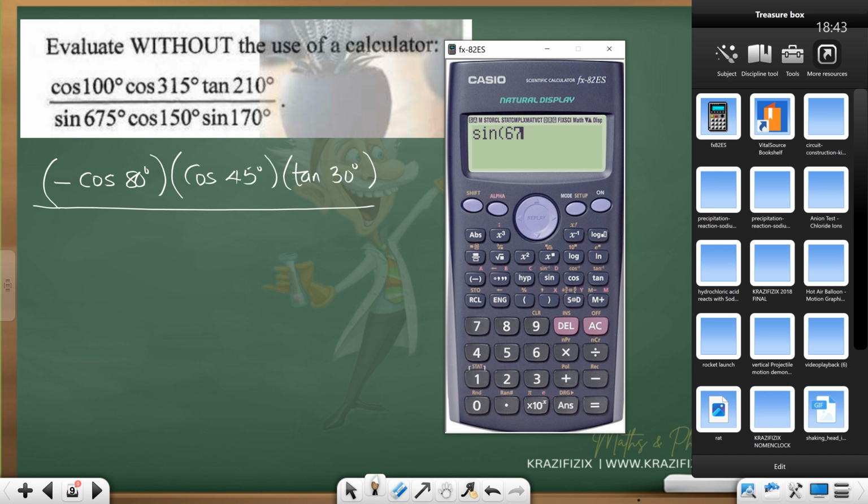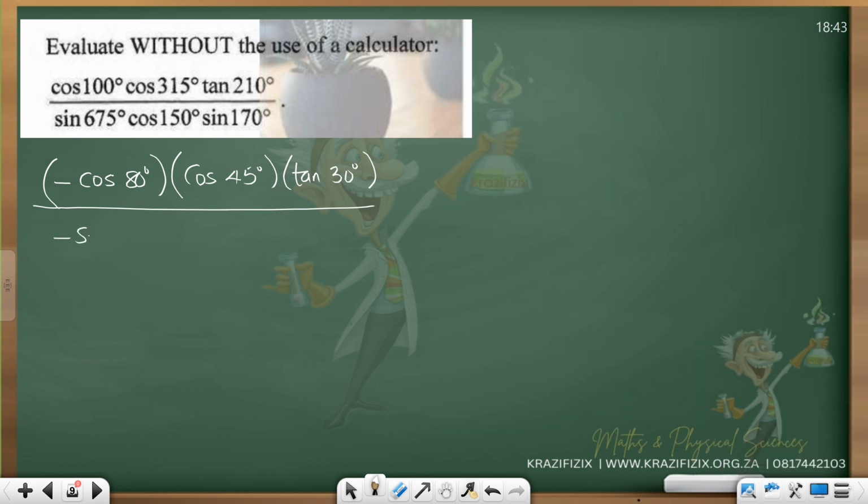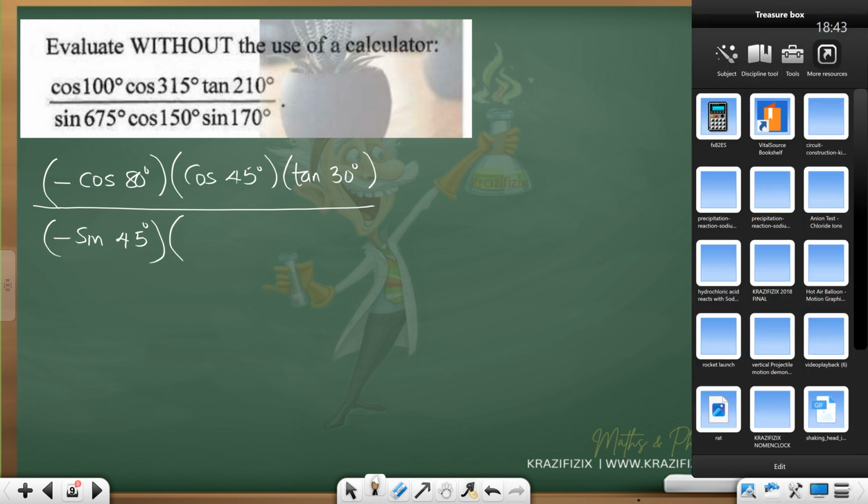Sine 675. Check. What do we do? Reverse it. Shift sine answer. Boom. Done. No waste of time. Negative sine 45.